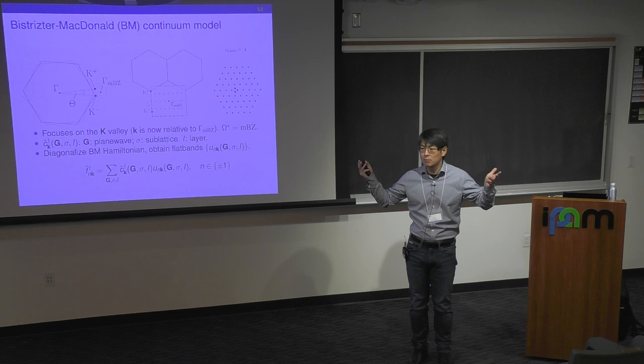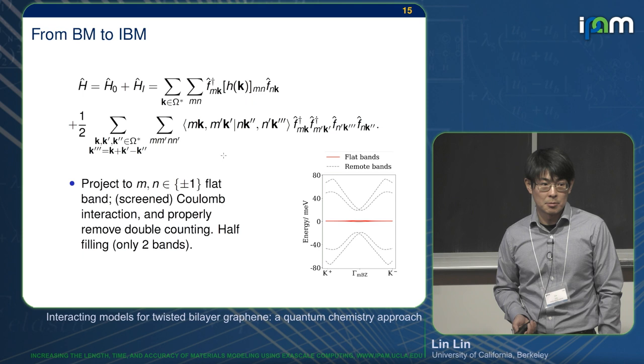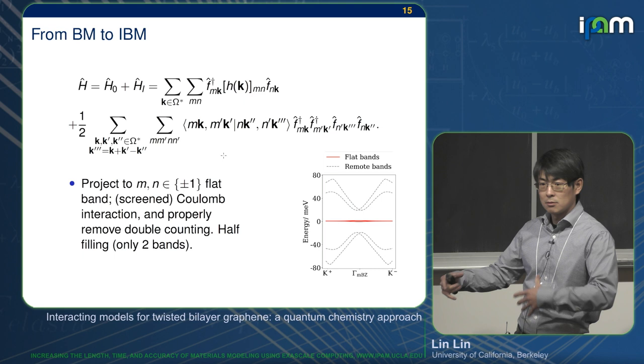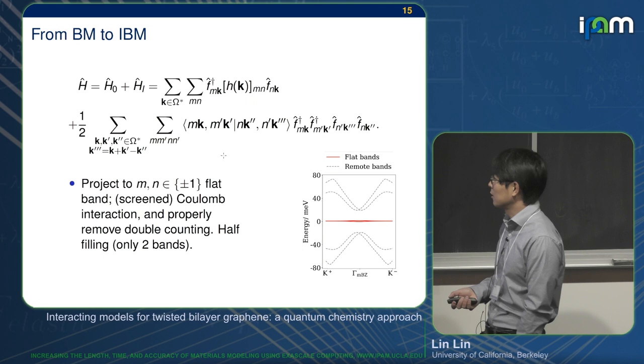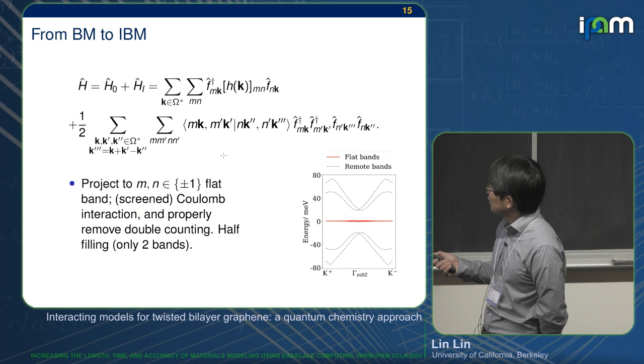Okay? So from this model, you can construct the so-called interacting Bistritzer-MacDonald model. It's a model, which means that the interaction is really added afterwards so that you can get spontaneous symmetry breaking and other phenomena. So it has two parts. One is the quadratic part. This is the non-interacting part. But how to construct this H_K actually deserves some discussion.